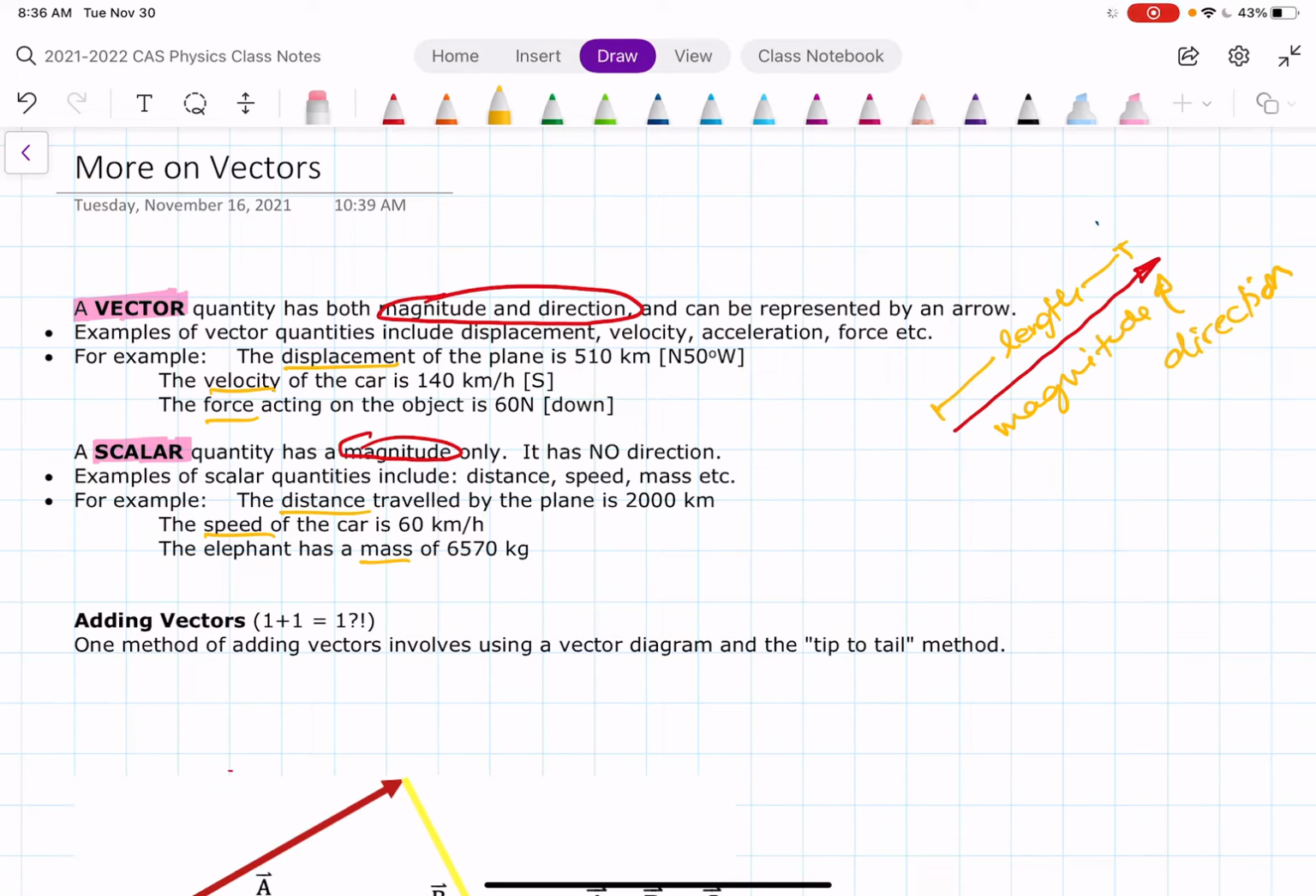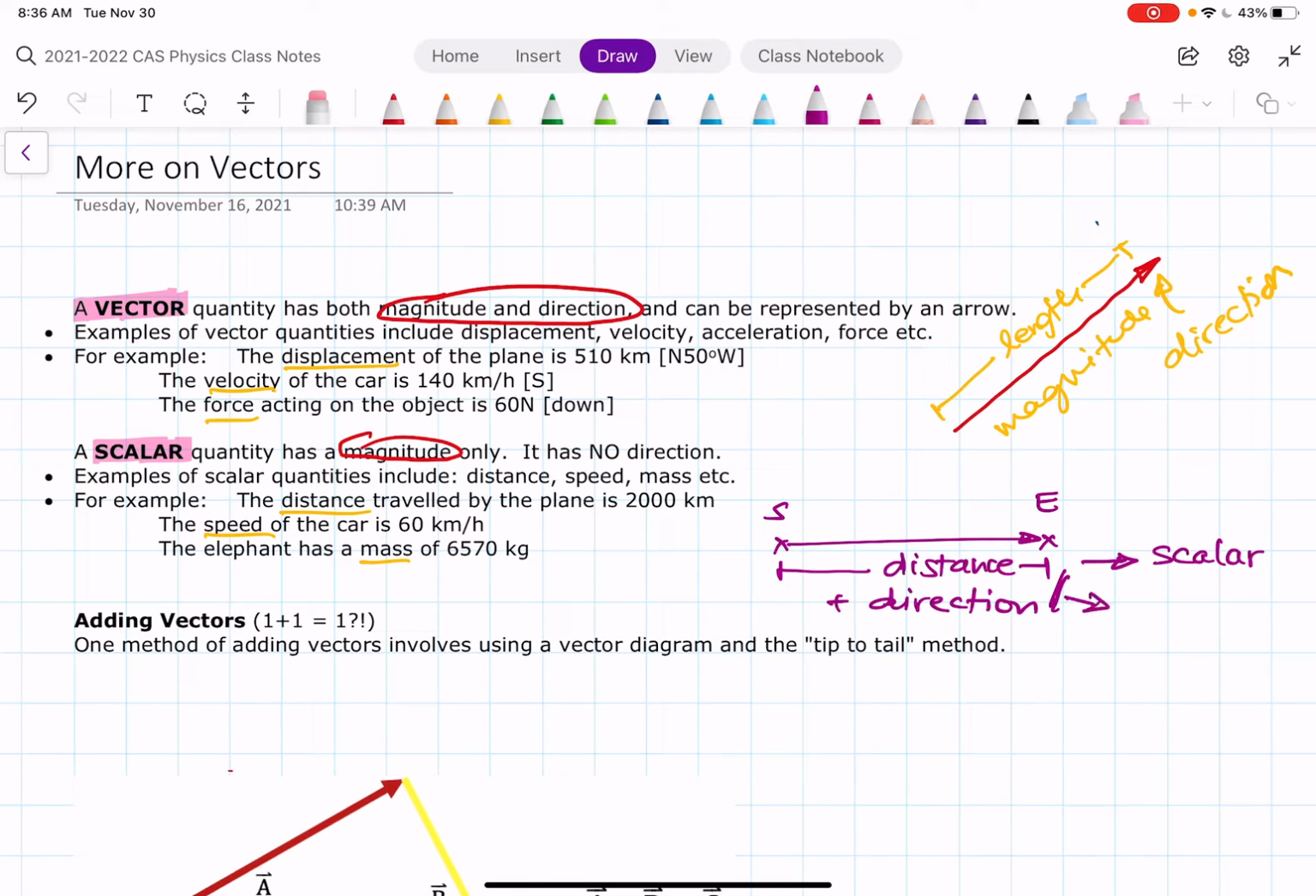But so for example, if someone starts here and walks here, start, end, then you can say the length of this, the distance they walk along. If you just talk about the distance they walk, that's a scalar. But if you talk about the distance they walk plus the direction, then the two of them together is a vector.